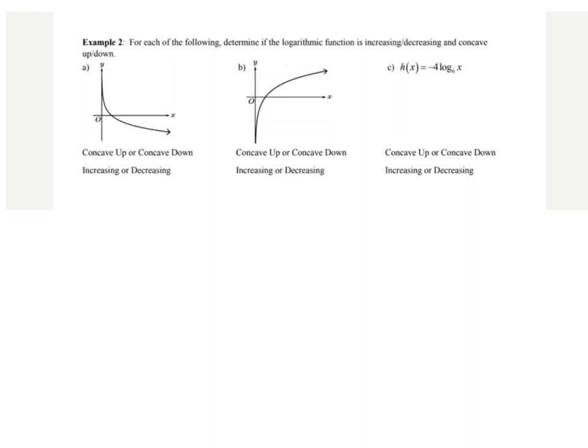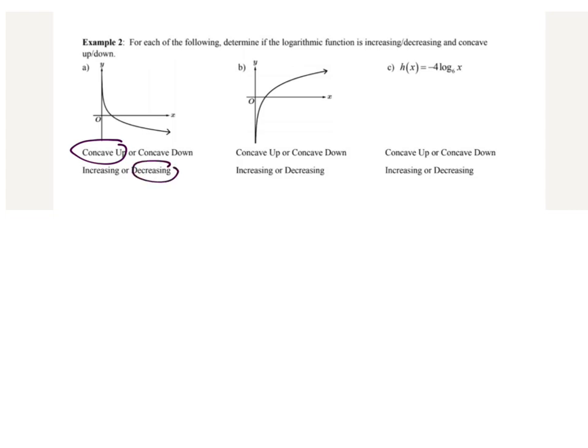All right, let's go on to example 2. It says for each of the following determine if the logarithm function is increasing, decreasing, and concave up, down. Did y'all get straightened out over there? You think so? Okay. So look at A. It is concave what? Up, like a cup. And it is decreasing.